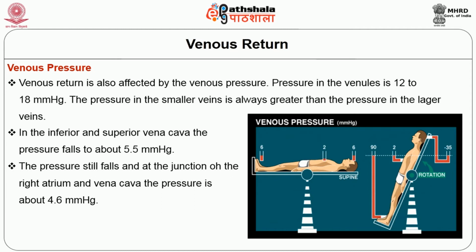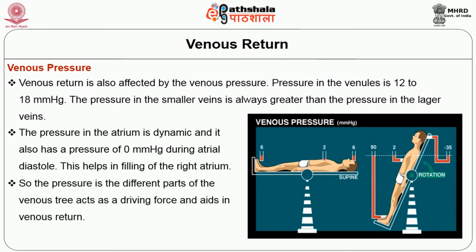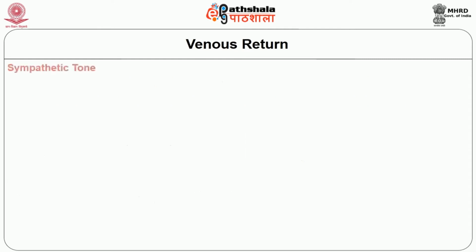millimeter of mercury. The pressure in the atrium is dynamic and it also has a pressure of 0 millimeter of mercury during atrial diastole. This helps in filling up the right atrium. So, the pressure in the different parts of the venous tree acts as a driving force and aids in venous return. Now, we will see the role of sympathetic tone.